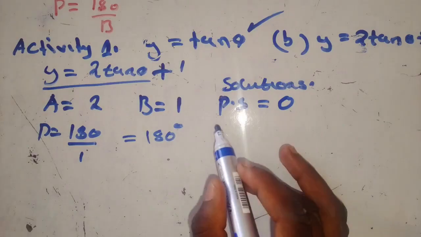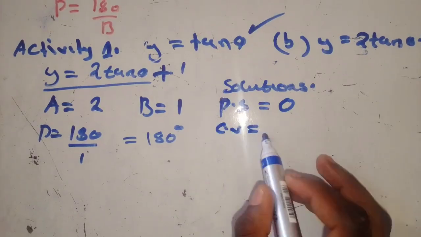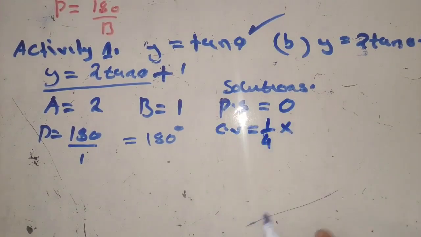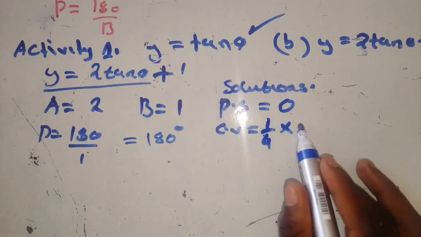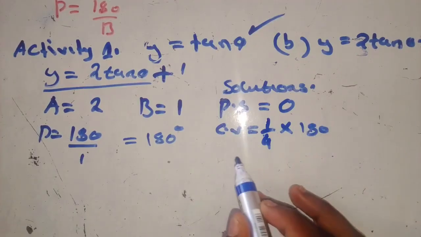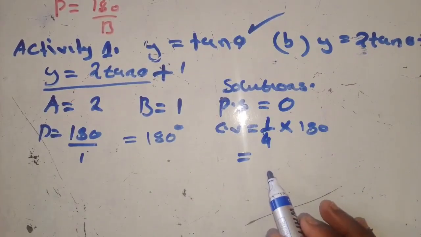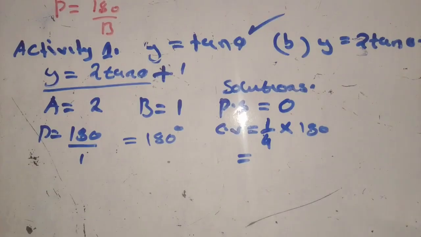So after this, the last thing that you need to find is the counter value. And we say that the counter value is given by the formula 1 over 4 multiplied by period. So our period is 180. So we're going to do 1 over 4 multiplied by 180, and this will give us 45.